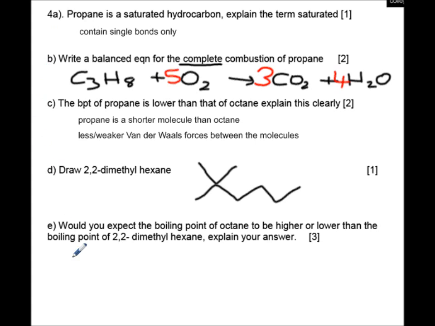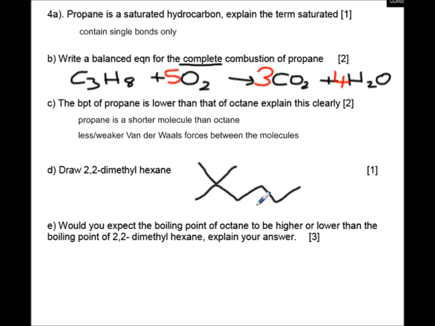Part E then asks you, would you expect the boiling point of octane to be lower or higher than the boiling point of 2,2-dimethylhexane? And obviously to explain your answer, and it's worth 3 marks. Now octane and 2,2-dimethylhexane are structural isomers of each other, which means they've got the same molecular formula but a different arrangement of atoms. The difference is that octane is a straight chain molecule with the longest carbon chain of 8 carbons, whereas 2,2-dimethylhexane, as you can see, is a branched molecule.